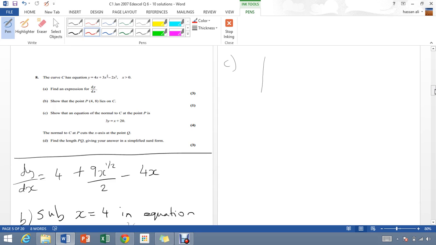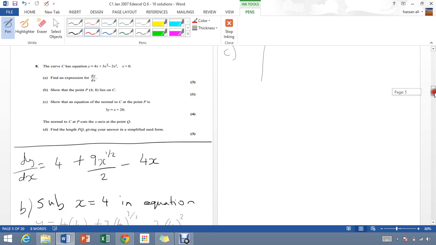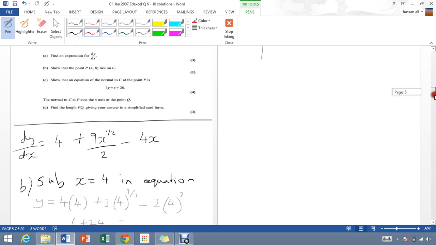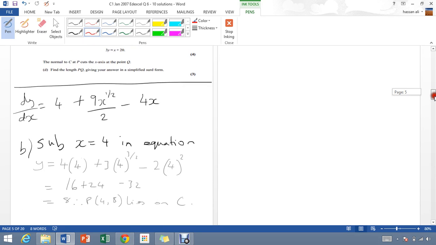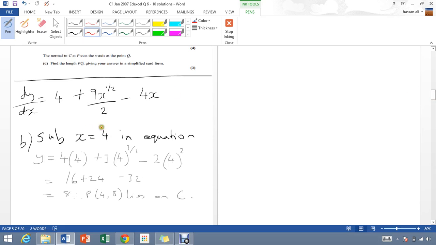Okay, simple as that. Part B is now asking to show that the point P (4, 8) lies on C. So you just substitute x equals 4 into the equation 4x plus 3x to the power of 3 over 2 minus 2x squared, and what you should get is 8. So when you put 4 in here, if you end up with 8, that just shows that the point P (4, 8) lies on C. Make sure you explain that these 3 dots just mean therefore P (4, 8) lies on C.